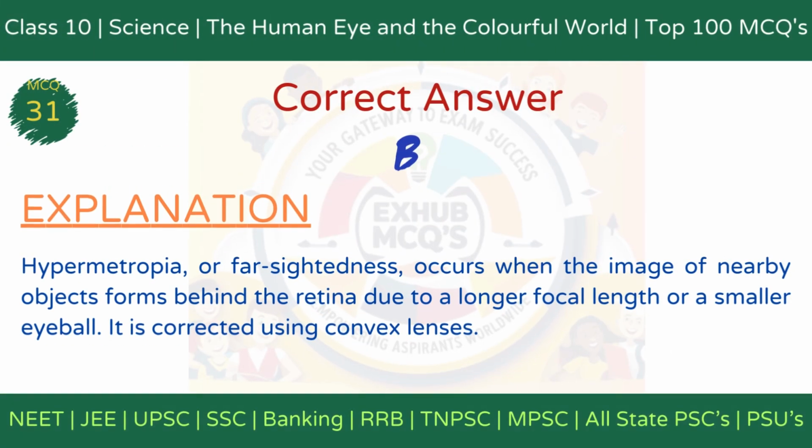The correct answer is option B, hypermetropia. Explanation: hypermetropia, or farsightedness, occurs when the image of nearby objects forms behind the retina due to a longer focal length or a smaller eyeball. This condition is corrected using a convex lens.